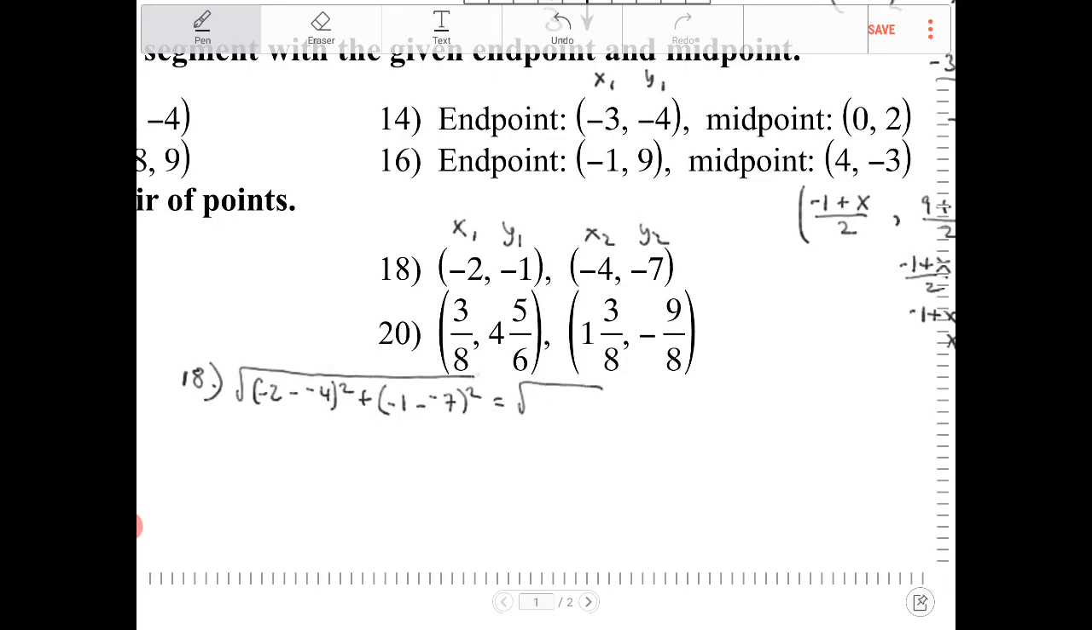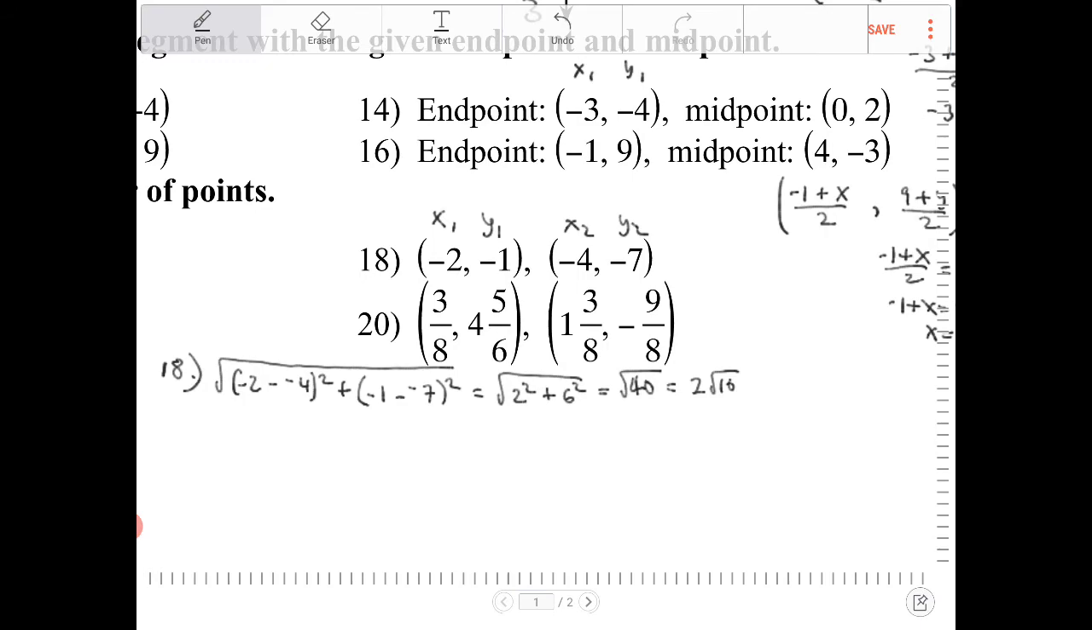I end up with the square root of negative 2 plus 4, which is just 2 squared, and negative 1 minus negative 7, which ends up being just 6 squared. So 2 squared is 4, 6 squared is 36, and I end up with the square root of 40. And 4 is a perfect square, so it ends up being 2 square root of 10. Alright, number 20.